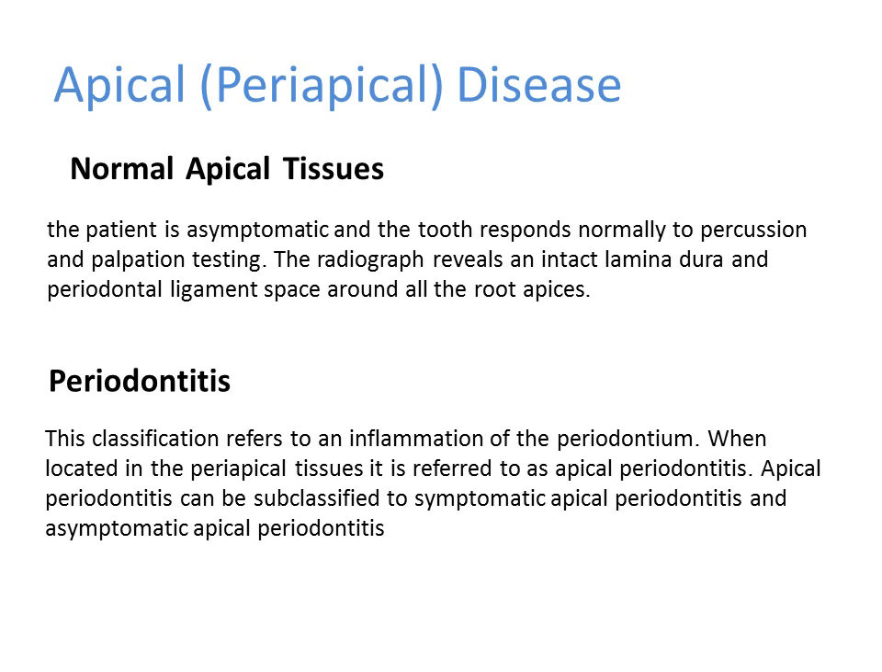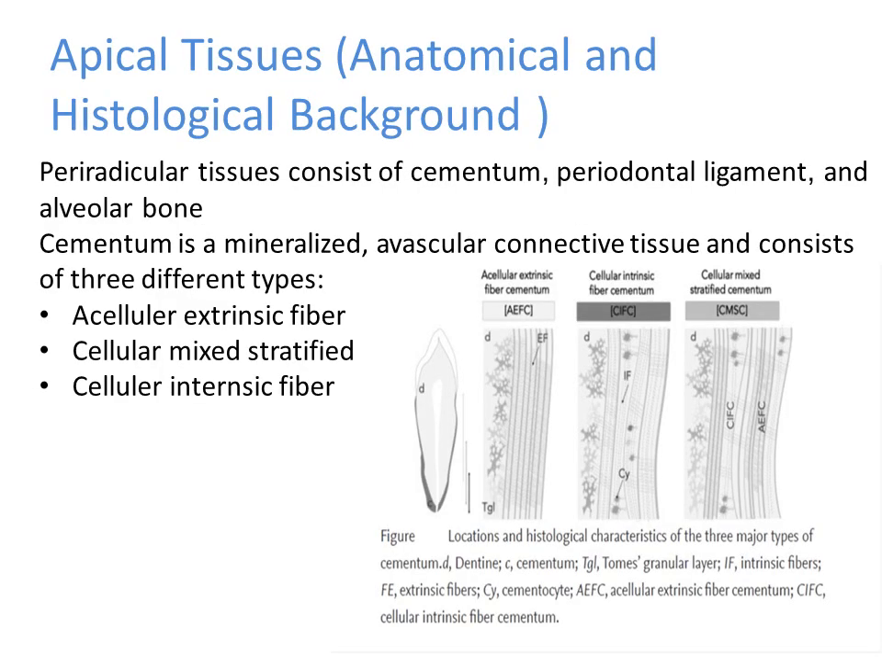Periodontitis is a disease in the periodontal area. There is an inflammation in the periodontium. When it is located exactly around the apical area of a tooth, just at the periapical tissue, it is called apical periodontitis. And this can also be subclassified into asymptomatic and symptomatic apical periodontitis.